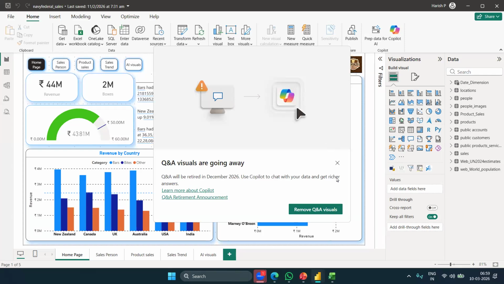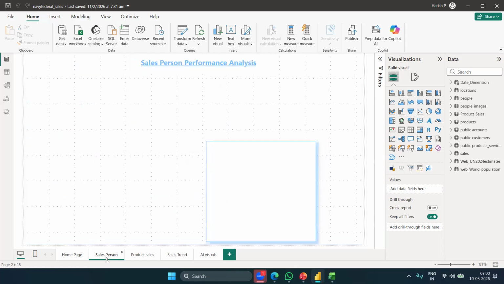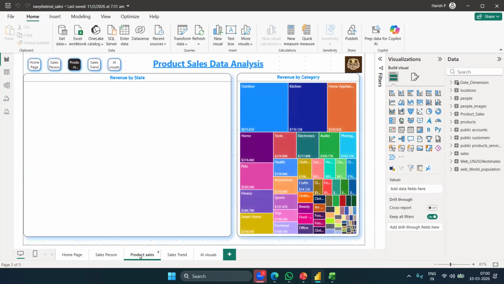Q visuals are going away. Oh, they are having some upgrades. Retired in December 26. Use Copilot to chat with your data. See, so our Power BI is also integrating with AI or Copilot tools so that our work is going to be more and more easier, right? If you see, these are all bar charts, column charts, and some donuts, right? And all these particular user interfaces, right?